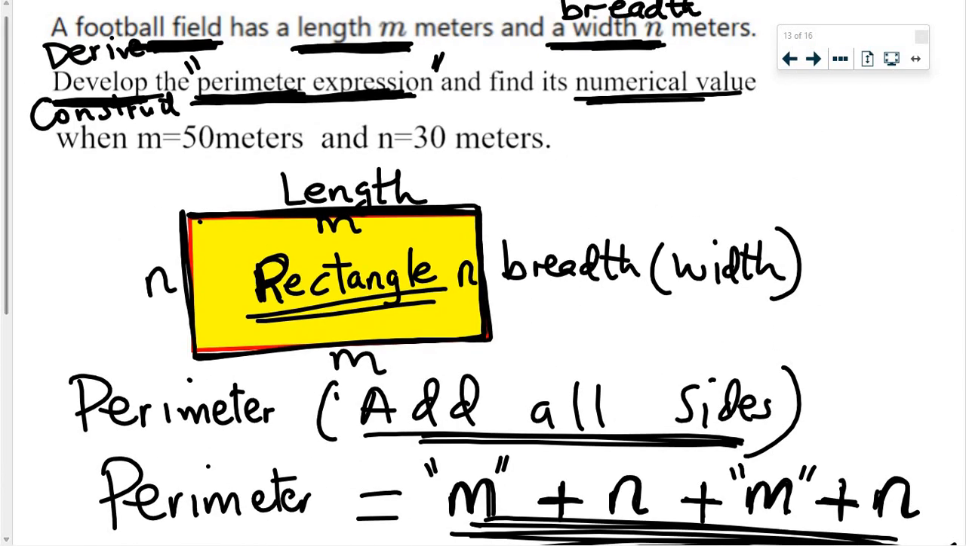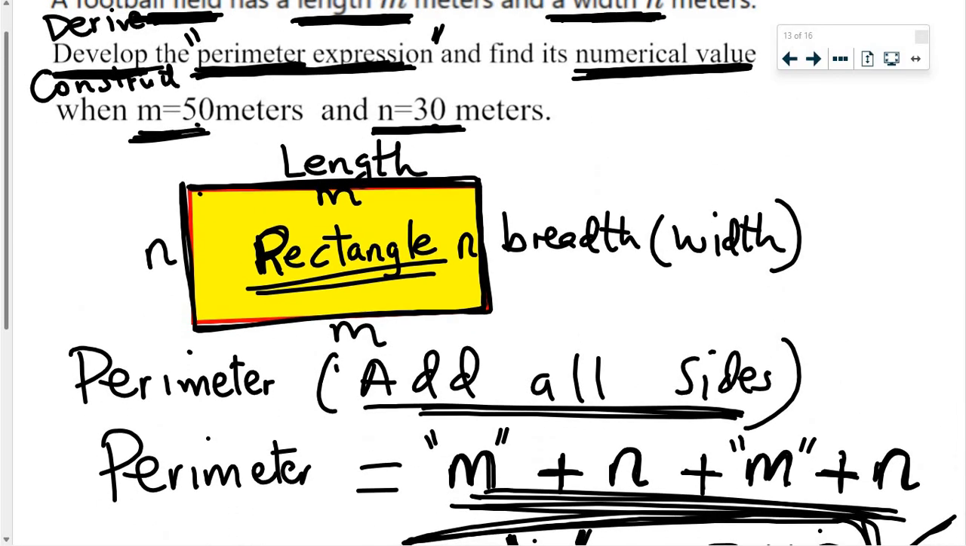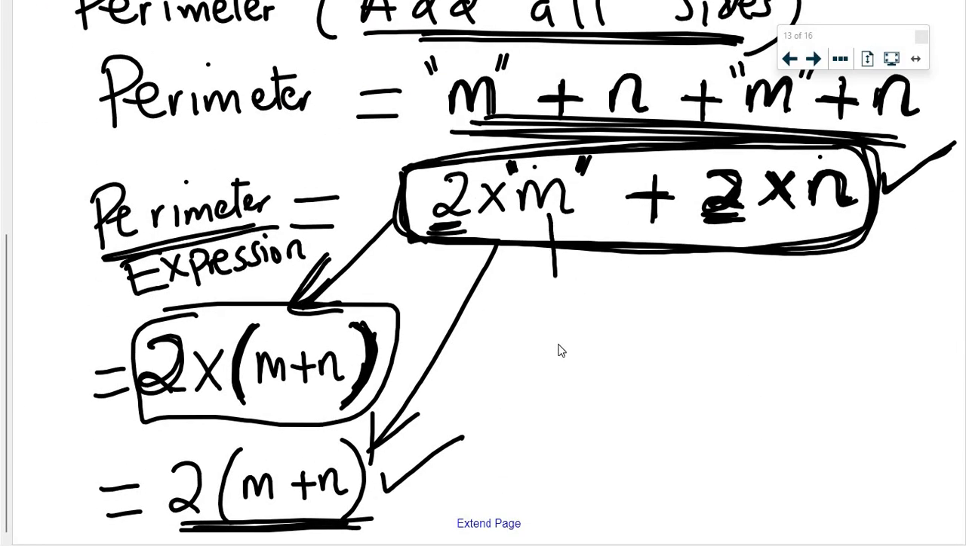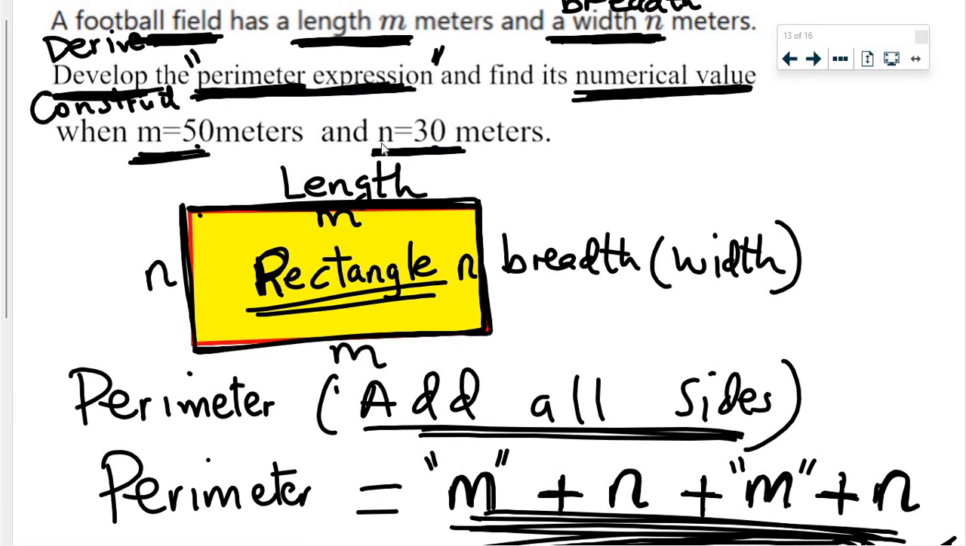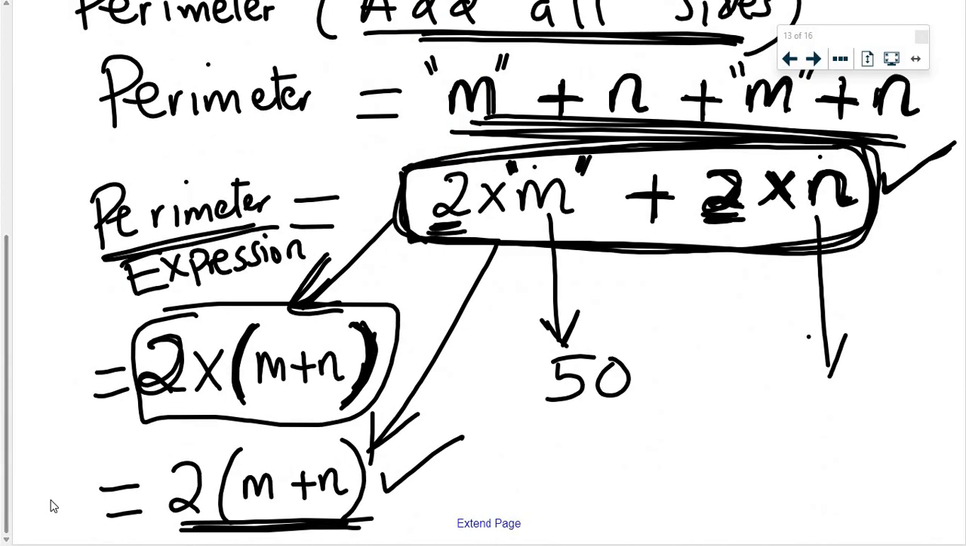All right. Now, can you find the numerical value of this perimeter when m is 50, when n is 30? Meaning, in place of m, we keep 50, and in place of n, we keep 30. But where do we keep it? We keep it here. In place of m, we keep 50, and in place of n, we keep 30.